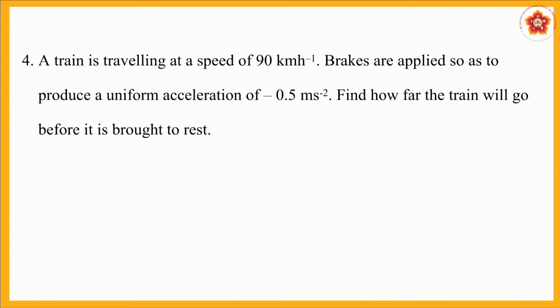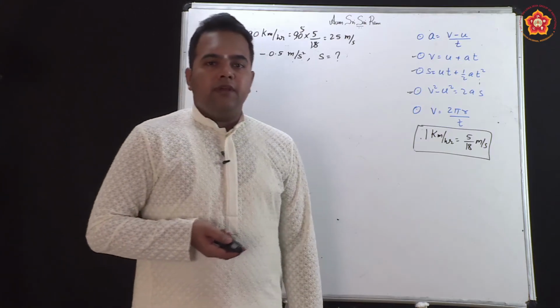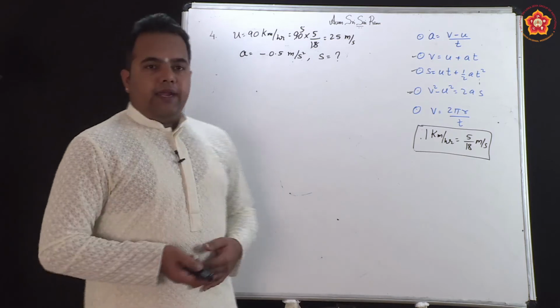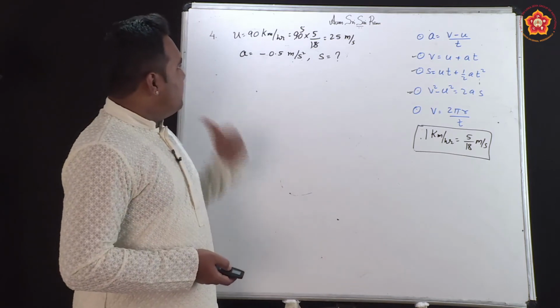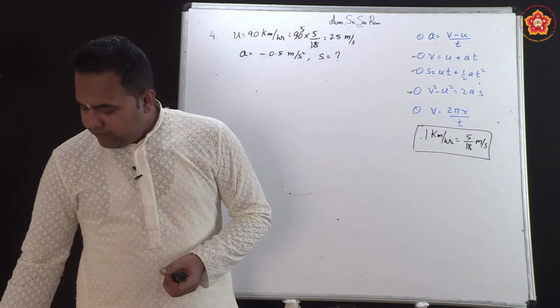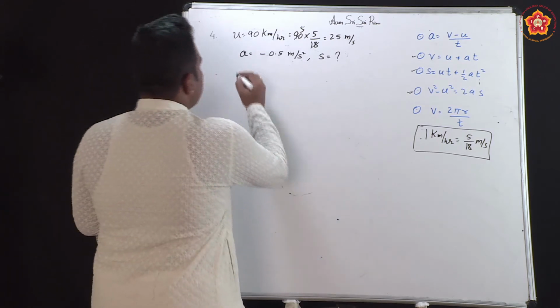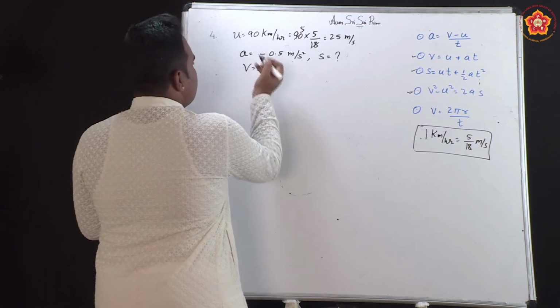A train is travelling at a speed of 90 kilometers per hour. Brakes are applied so as to produce a uniform acceleration of minus 0.5 meters per second square. So, now a train is already moving with some velocity, and we know that brakes are applied and the final velocity will be what? It comes to rest. So, after applying brakes, what will happen? The object comes to rest. So, that is shown in the question.